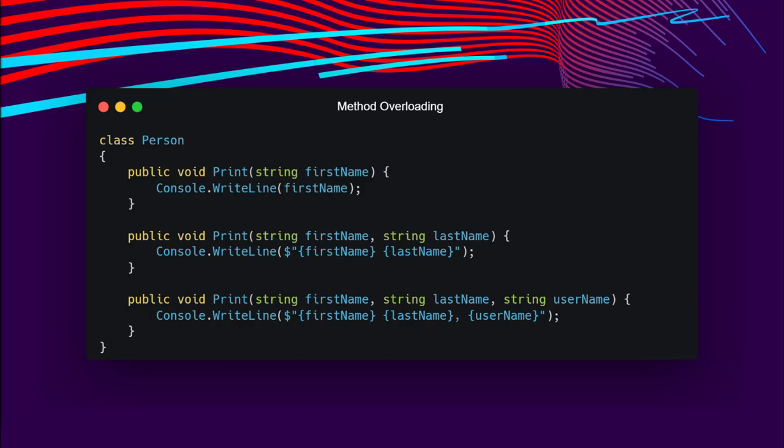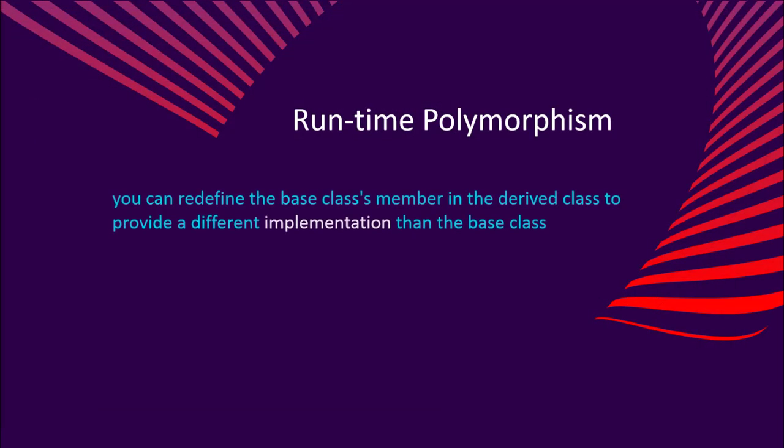same type. Runtime polymorphism. Inheritance allows you to inherit a base class into a derived class, and all the public members of the base class automatically become members of the derived class. However, you can redefine the base class's member in the derived class to provide a different implementation than the base class. This is called method overriding, also known as runtime polymorphism.